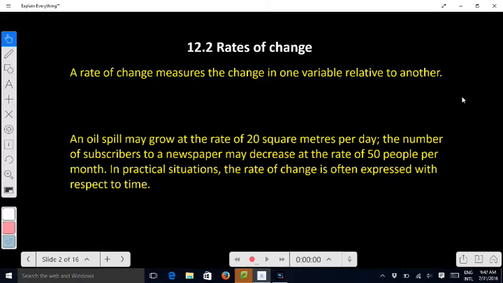This week we're going to have a look at chapter 12, which is on rates of change. So a rate of change measures the change in one variable relative to another. An oil spill may grow at a rate of 20 square meters per day. The number of subscribers to a newspaper may decrease at a rate of 50 people per month. So in practical situations, the rate of change is often expressed with respect to time. So most of the time we're going to be dealing with t, little t for time.